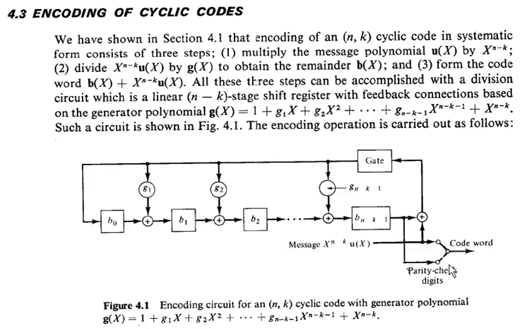So this way we can see the encoding of cyclic codes. And this is in the systematic form. So this is the encoder for systematic form, which means we can differentiate where the message is and where the parity check bits are.